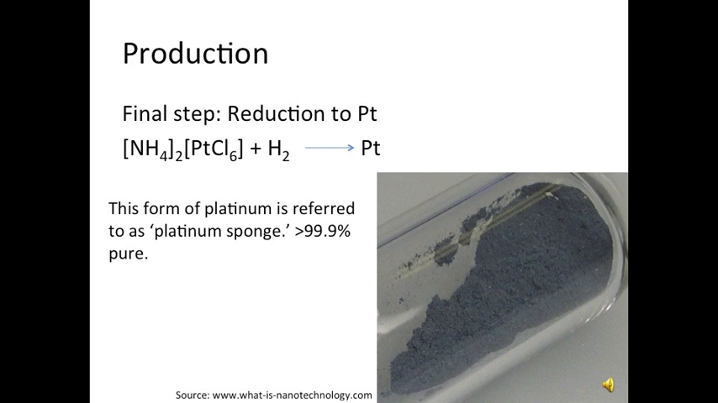The final step in the production of platinum involves reducing platinum from the ammonium hexachloroplatinate. We do this by treating the ammonium hexachloroplatinate with hydrogen gas at 200 degrees Celsius. The form of platinum that's produced is referred to as platinum sponge. This is a form of platinum that's over 99.9% pure, and it can be seen on the right as a black, sandy-looking mass.